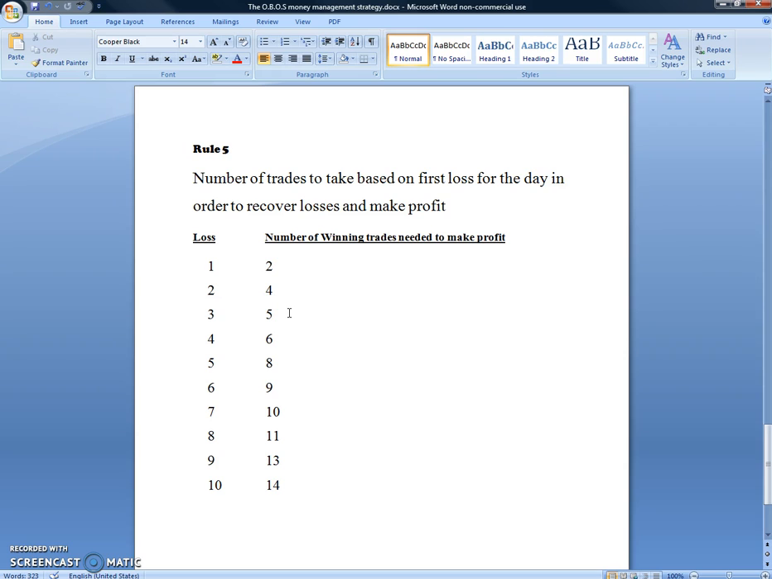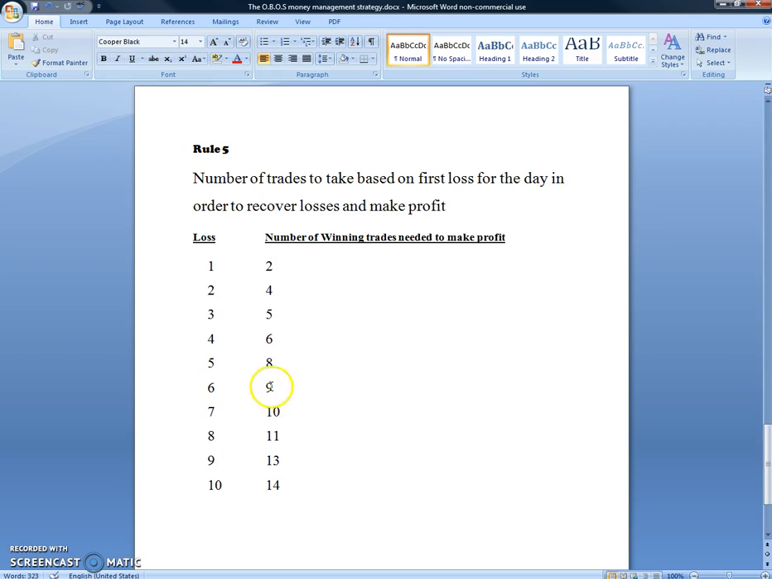For the day, you take 8 trades, but make sure you win 5 and you lose just 3, in that order. And then it follows in that order. When you lose 4, you're supposed to take 6. When you lose 5 trades, you're supposed to take 8, and make sure you win 8 winning trades. So therefore, you're going to take a total of 13 trades in that order.